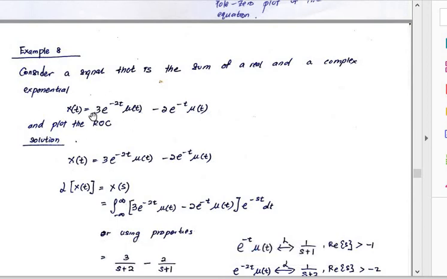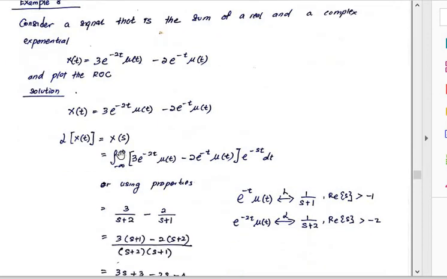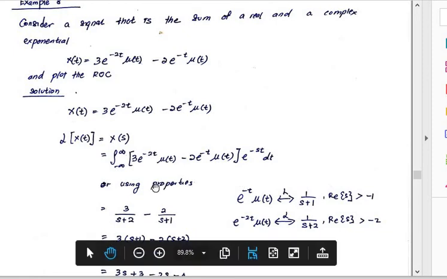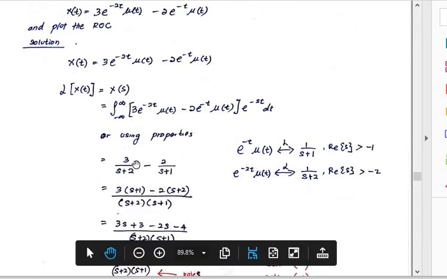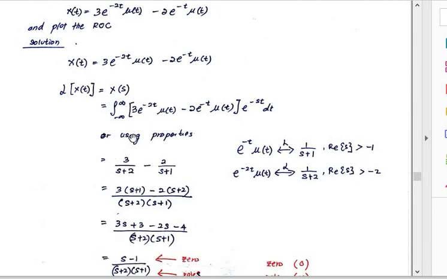From here we can find the Laplace transform of x(t), X(s). Either you can use the definition or the properties. For ease, we can use the properties, or the table. So 3e^(-2t)u(t), using the Laplace transform table, gives 3 over s plus 2. Then minus 2, a constant, times e^(-t)u(t), gives 1 over s plus 1.